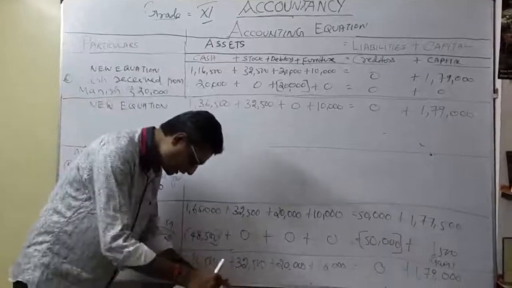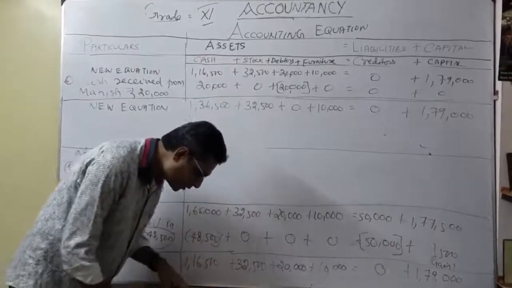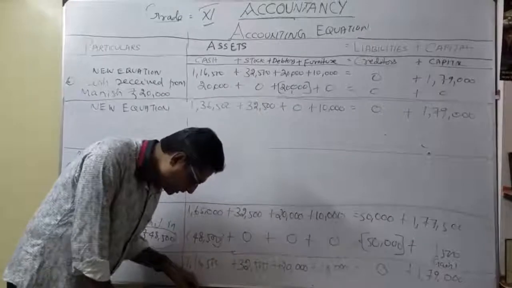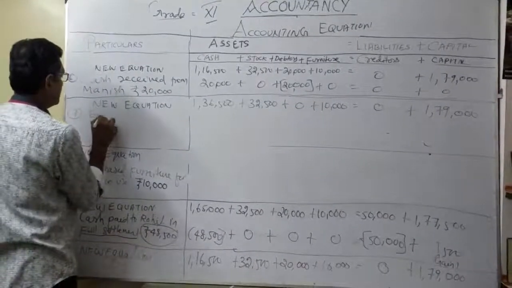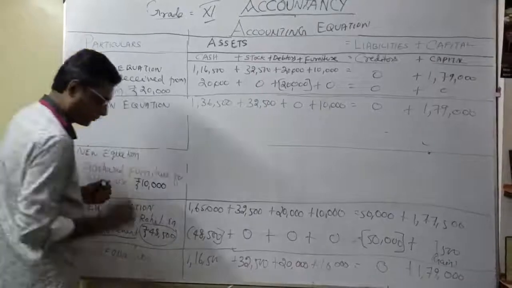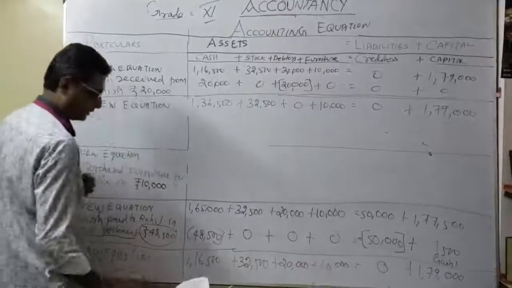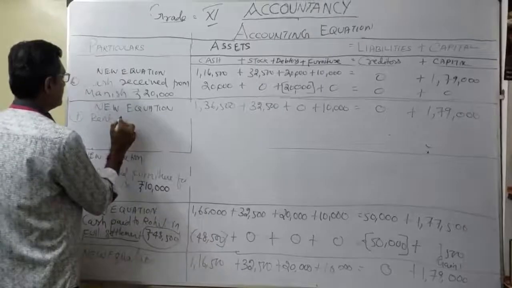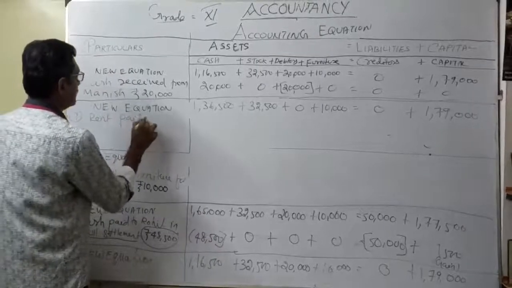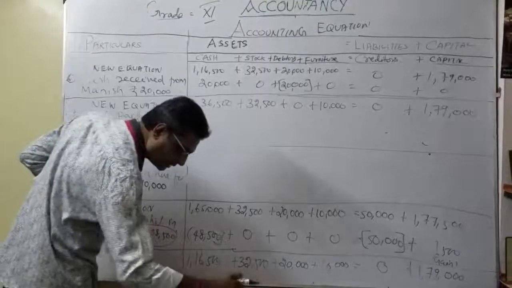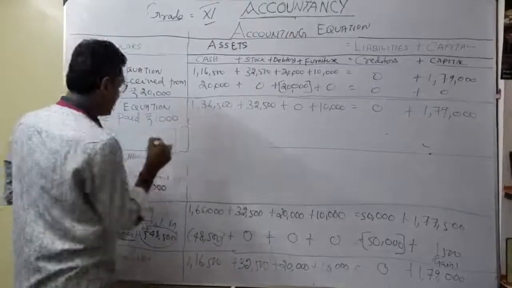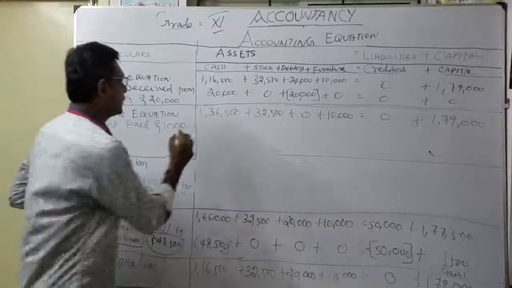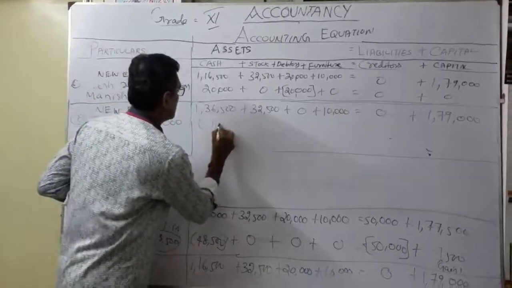Now see the next transaction. Very simple. Rent paid. The seventh one. Rent paid. See, it comes under expenses, correct? How much? Just 1,000 rupees we paid as rent. So when I pay rent, my cash will decrease, correct? So I show here in the bracket, 1,000.